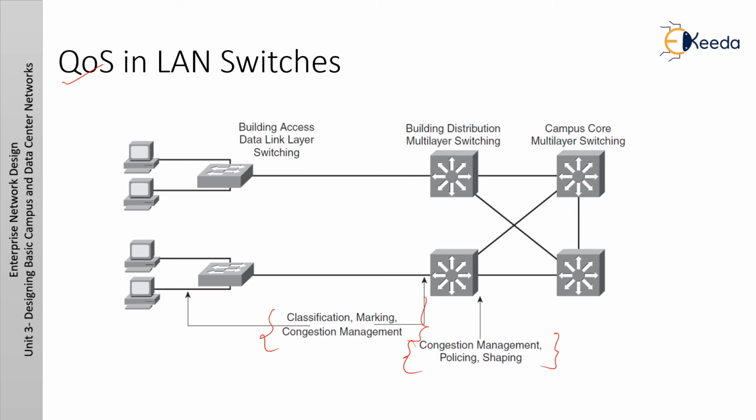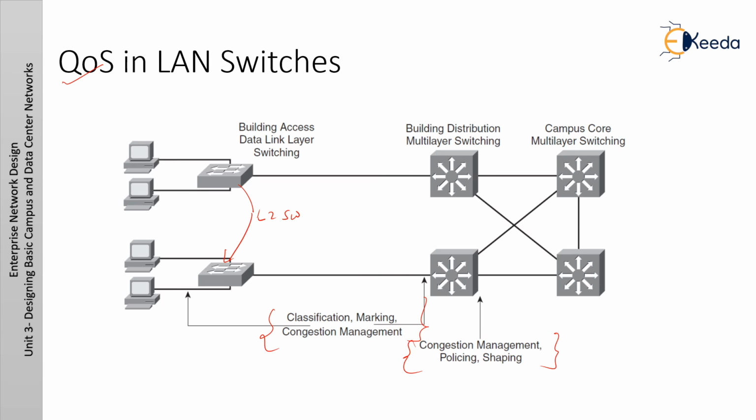Data link layer switches are commonly used in the building access layer. So these are the data link layer switches, okay, layer 2 switches. Because they do not have knowledge of layer 3 or higher information, these switches provide quality of service classification and marking based only on the switch input port or MAC address. For example, traffic from a particular host can be defined as high priority traffic on the uplink port.